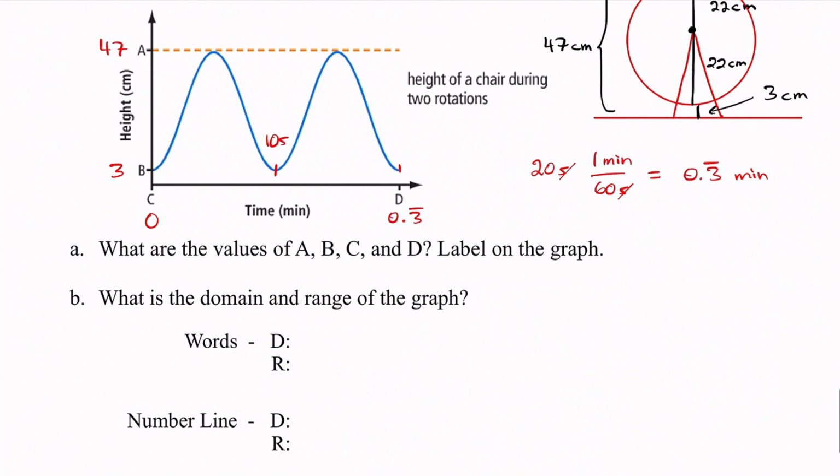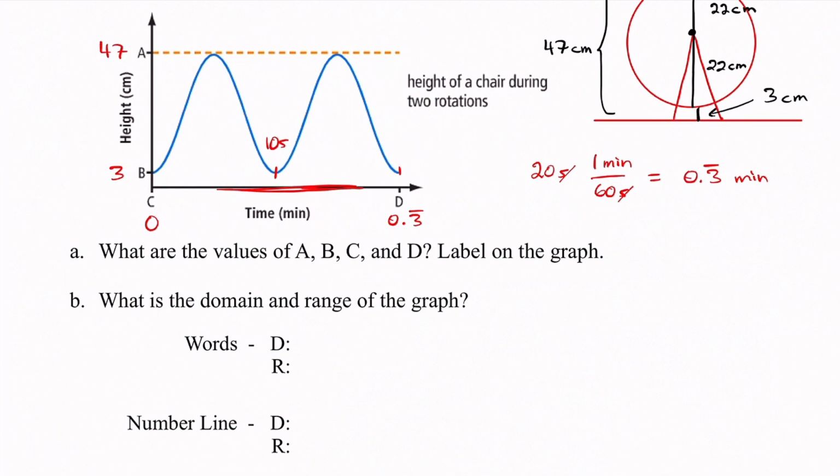So in words, I could say for my domain, remember domain is the horizontal, so that is the time. So it went from 0 minutes all the way up to 0.3 repeating minutes. So let's write something like that. Okay, so the time begins at 0 minutes and goes up to 0.3 repeating minutes. And if it didn't say how long you wrote it for, it would just keep going and going and going. So it depends on how many times you actually went around.